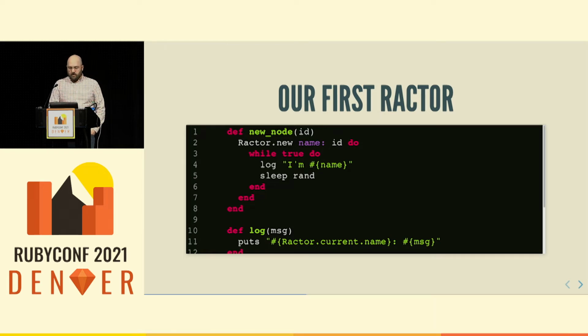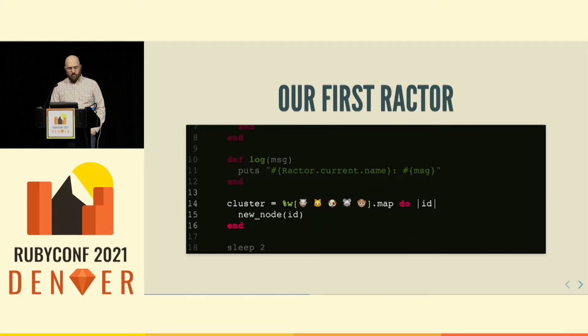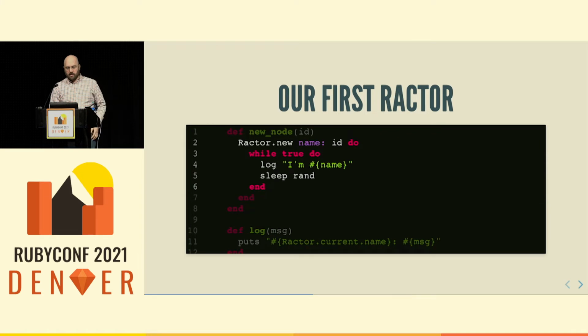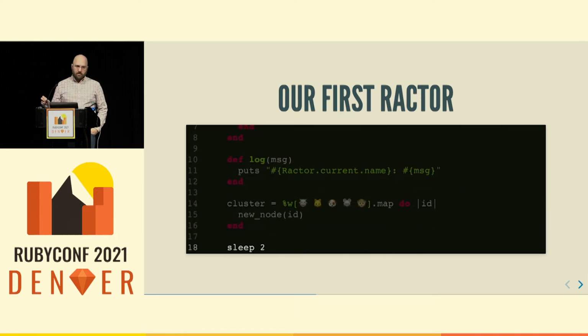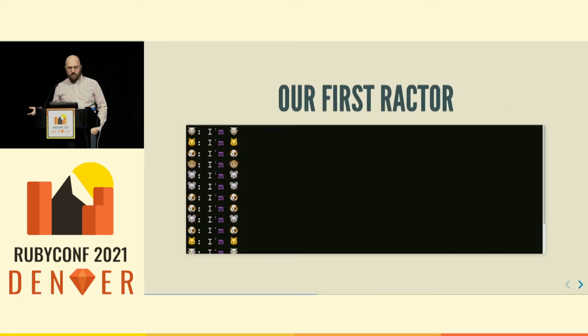Making a Reactor is really similar to making a thread. Here, we're going to make 5 new Reactors, and we're going to pass in a little animal emoji as its name. That's mostly used for debugging output. And then we have a Reactor, and we give it a block to run. So here, we're just looping over and printing out our ID, that animal name. And then our main program is going to sleep for 2 seconds. And just like with threads, when it exits, all of the other Reactors that you started are also going to exit.